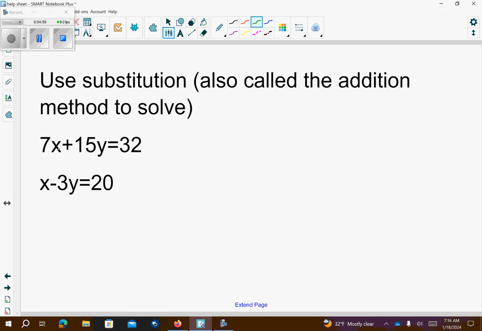So on this particular problem, if I add these together, I'm going to get 8x here, and plus 12y here, equals 52. That didn't work. So then I have to think about what I want to get rid of.